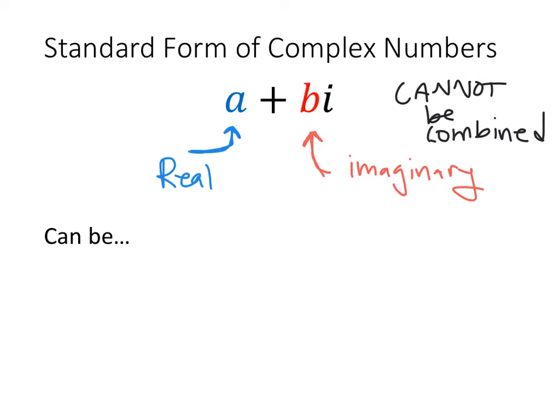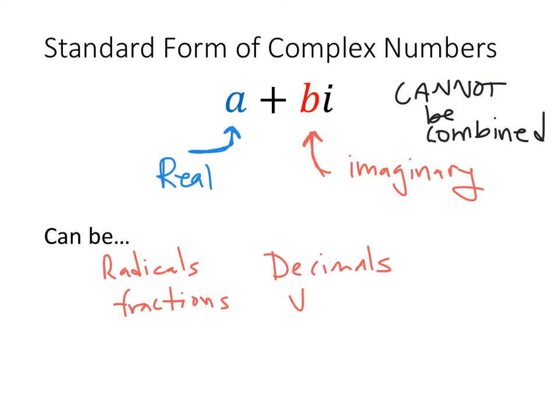Now the idea is that these can be radicals, these can be fractions, these can be decimals, these can be variables. They can be pretty much anything that they want to, but the idea is that we have a real part and we have an imaginary part, and they cannot be combined together. Even though they're numbers, and even though they're going to look like variables, there's nothing that we can do with them in order to combine them together, because you cannot combine real parts with imaginary parts, because if you think about it, it doesn't even really make sense.